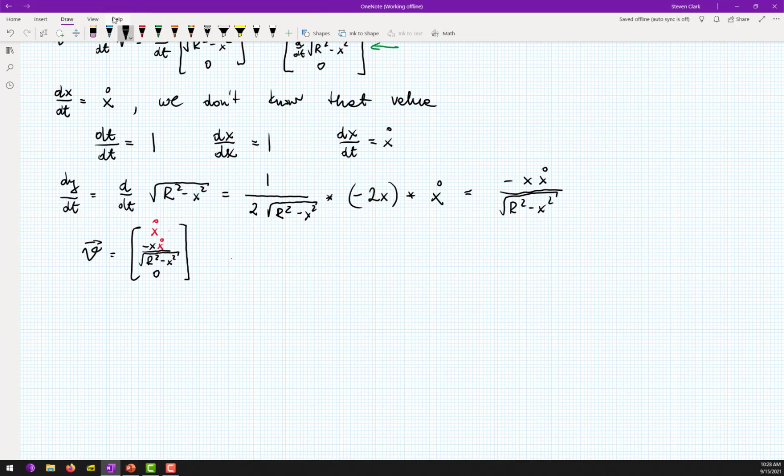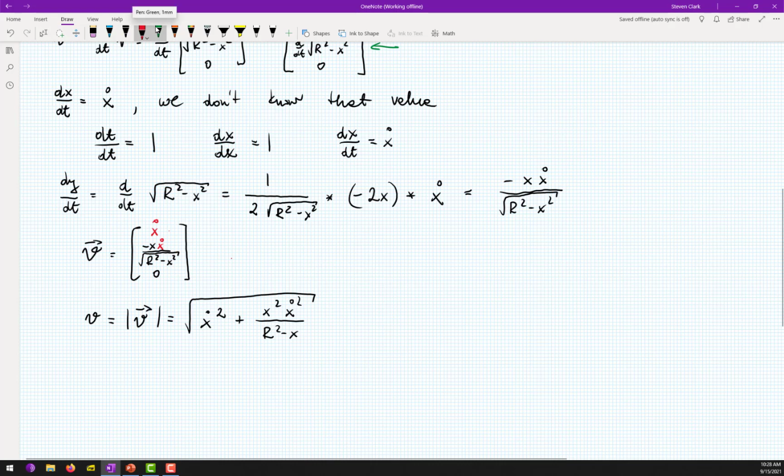Okay, so let's do that. Basically, our speed, which is the absolute value of that vector, is equal to, if I remember correctly, the square root of x dot squared plus x squared x dot squared over r squared minus x squared, yeah? And this is 120. Okay, so again, this is one equation and one unknown, solvable, yeah, we know how to solve it. You guys solved such equations, I don't know, 700 times in your life, yes?